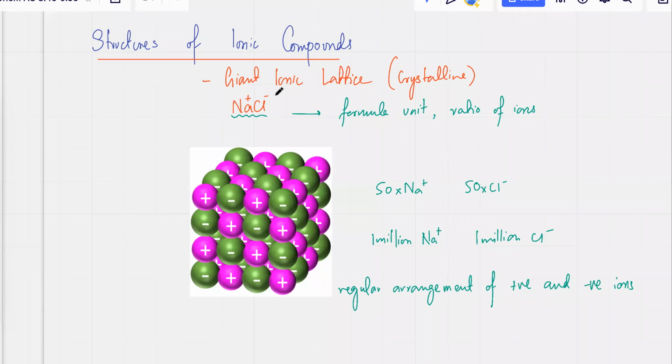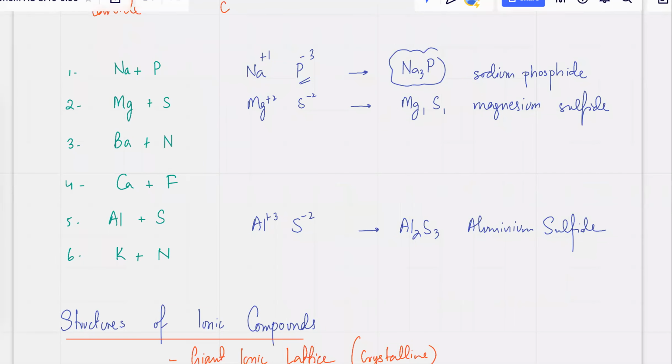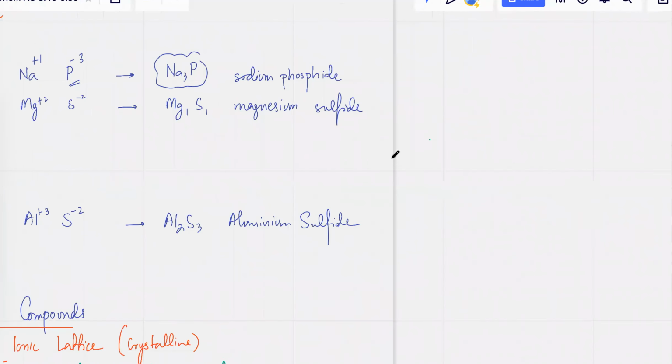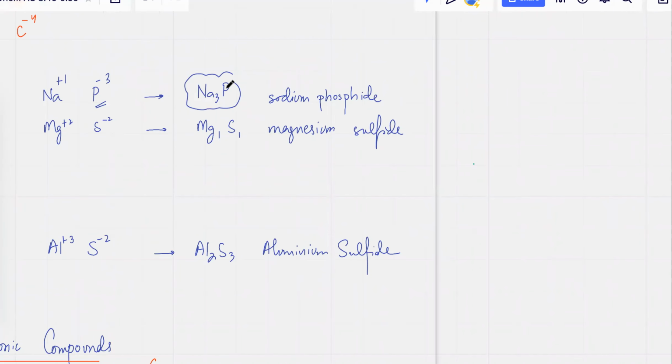So remember what the formula tells you. Like all the formulas that we made over here, for example, Na3P, the information that this formula is giving us is not that the lattice is going to have 3 sodium ions and there's going to be just 1 phosphorus ion. The information it gives you is the ratio. Like the actual lattice might have 3000 sodium ions, and the number of phosphide ions would be 1000, according to the ratio that's given in the formula.